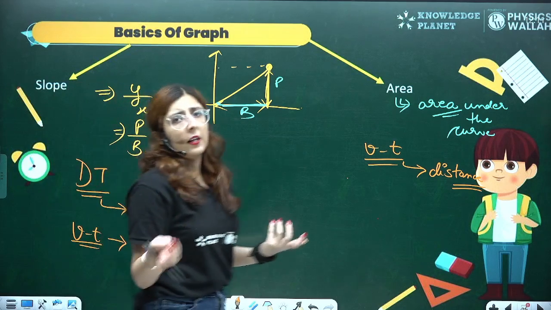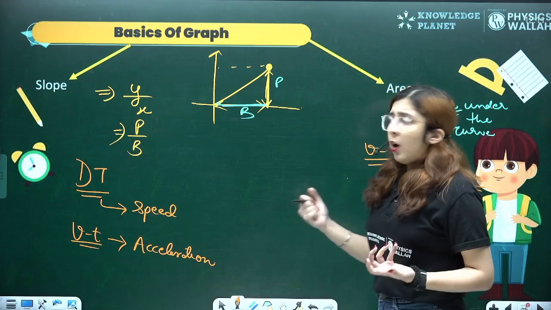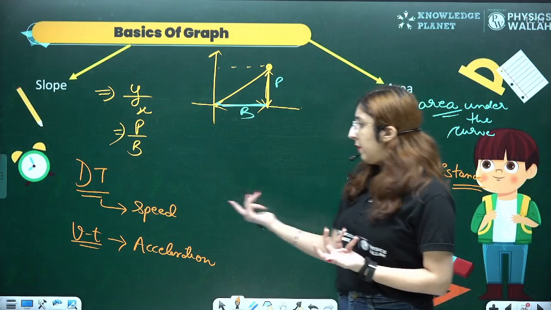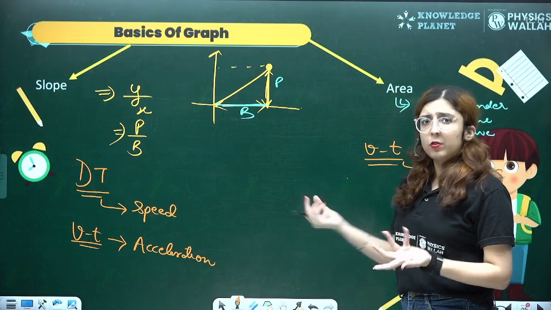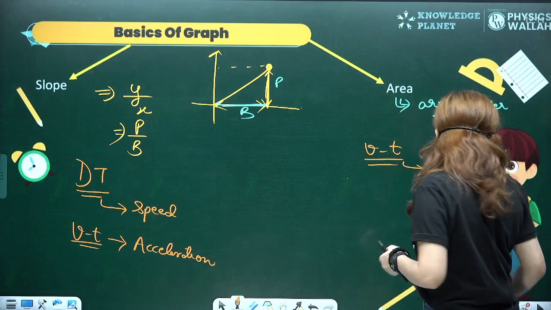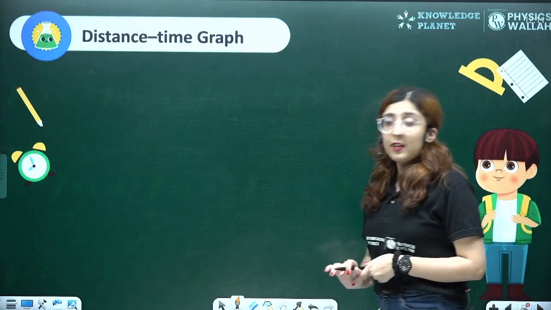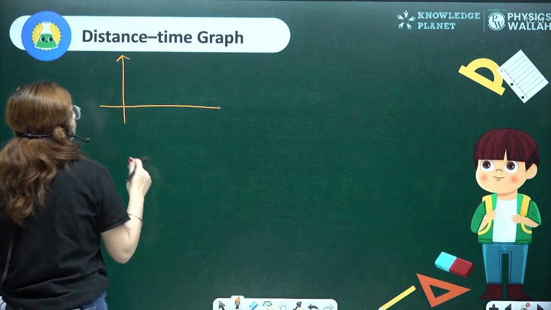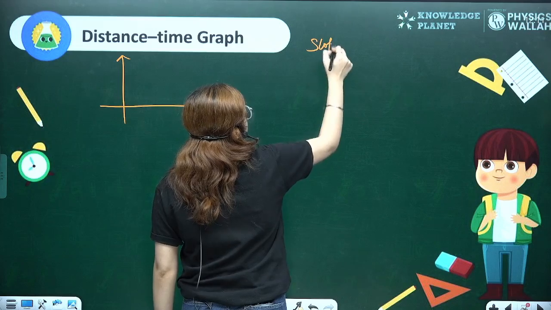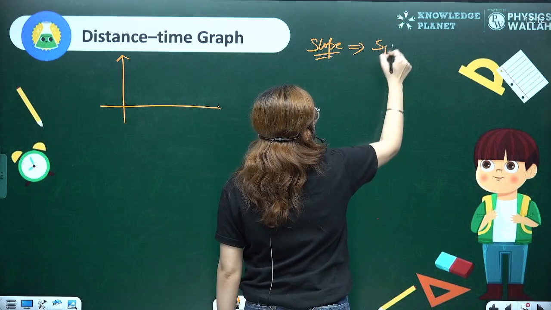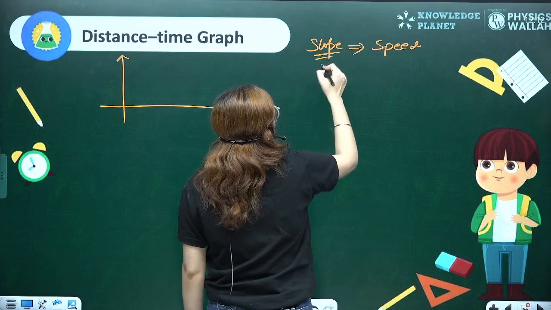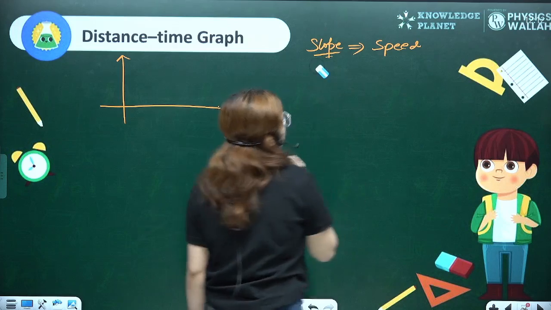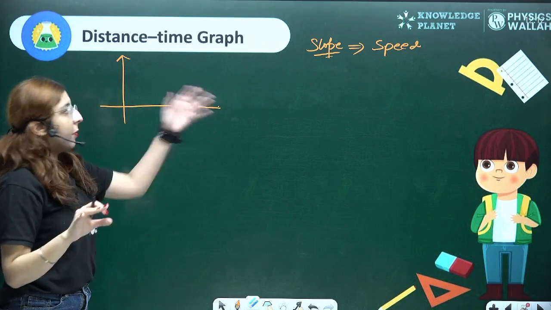Displacement time graph slope will give you velocity. Although that rarely comes, certainly if you want, of course, VT graph, displacement time graph slope will give you velocity. Okay, now taking this up, let's talk about the distance time graph. First of all, the slope of a distance time graph will give me speed, and the area of a distance time graph will give me nothing. We don't talk about the area of a distance time graph.